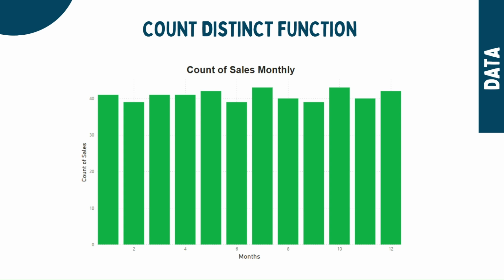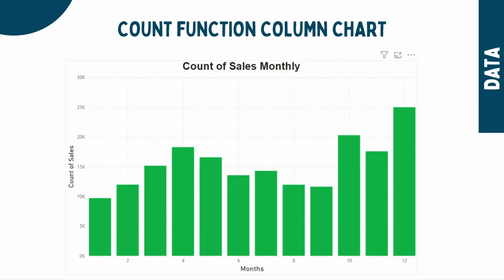In this column, you can see that the values on the y-axis vary between 39 and 40, whereas on the previous one they vary between 10,000 and 25,000. Why is that? The count function in Power BI counts the total number of rows in a specified column or expression, regardless of whether the values are unique or repeated. It includes all occurrences of values within the dataset, even if there are duplicates.